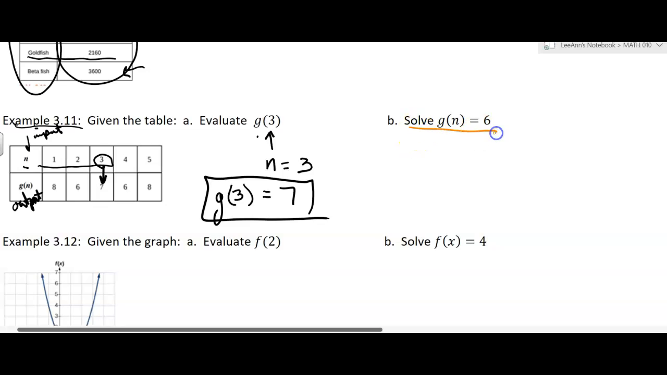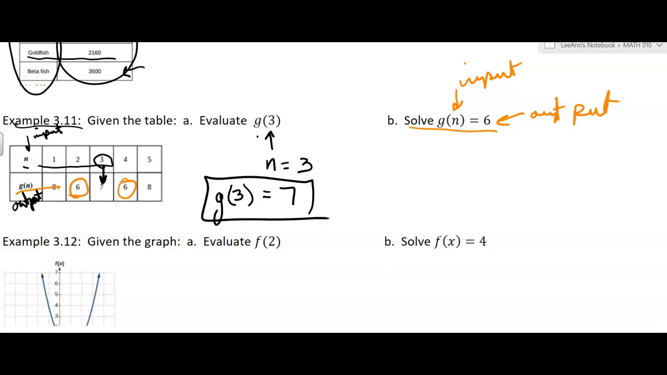This one says solve, which is kind of an interesting word to use, but they want to know what n is. What's the input if the output is 6? So they're giving you the output, the G of n, and they want to know the input. So it's like you're going the other way. So you're going to G of n, where is there a 6? Well, there's a 6, and there's a 6. It's there twice, right? But that's okay in a function. You can have the output be the same for different inputs.